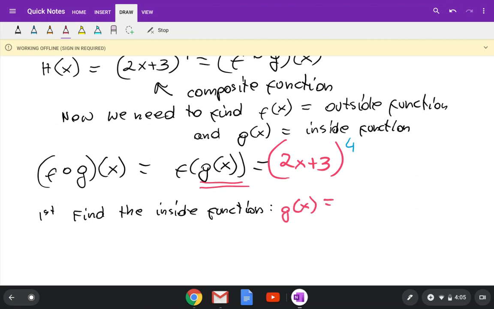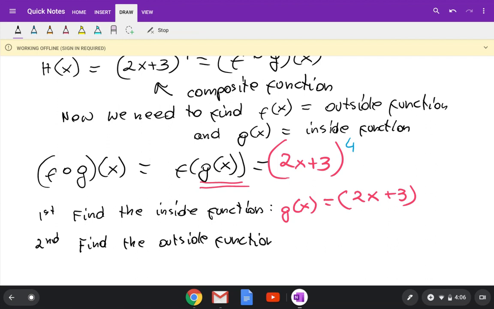it's going to be, in this case, what I see inside, it's the parenthesis. And in parentheses, I see 2x plus 3. So this is my inside function. Outside function, second, find the outside function, which will be f of x.